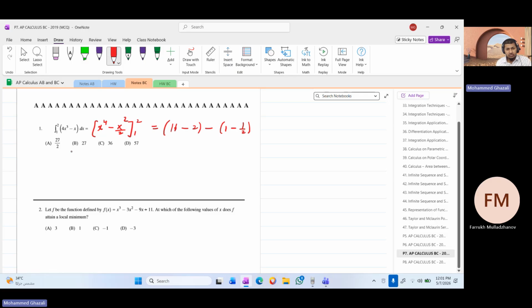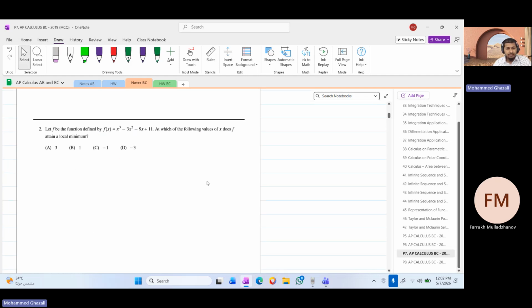So the only answer that has a fraction is A. Anyway, we can work this out. This is 14 minus a half. So that's 13 and a half, which is 27 over 2. Great. Next one.